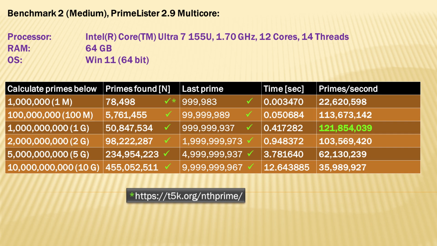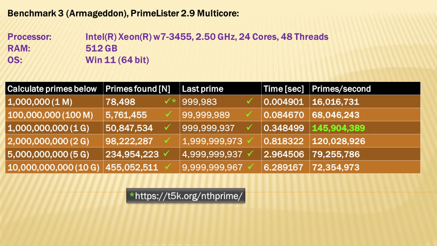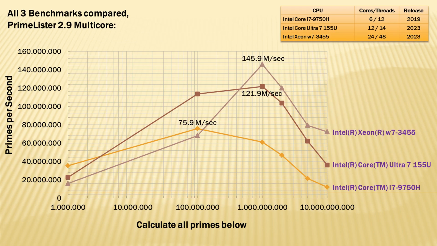The Ultra 7 laptop saw an even larger boost. Version 2.9 pushed the performance to a peak of 121.9 million primes per second, showcasing the efficiency of our new cache management. On the high-end Xeon workstation, version 2.9 reached our absolute peak of 145.9 million primes per second. Overall, version 2.9 provides a higher peak performance floor across all hardware tiers.